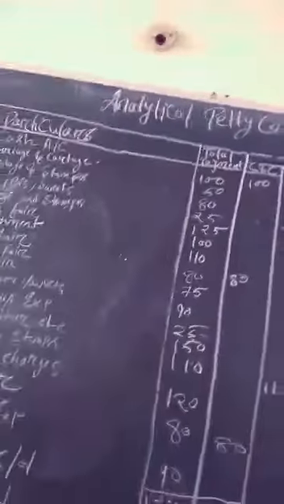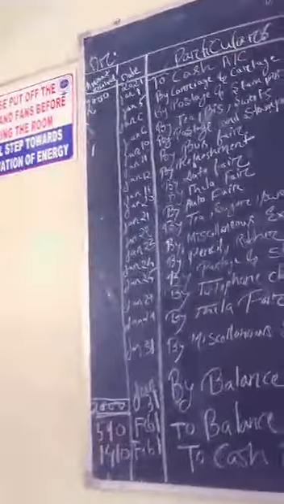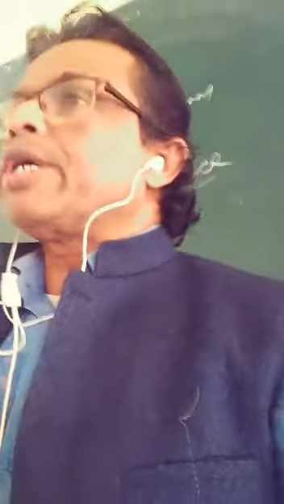So this is the analytical petty cash book. You see so many columns are there, and how balancing is done, you find out. All columns are totaled, and in the total there is a balance of 590. By balance C/D is coming here, to balance B/D. To cash, the exact amount spent. So this is the analytical petty cash book. Hope you understood how to balance. I showed you how to make the columns, how to draw it.